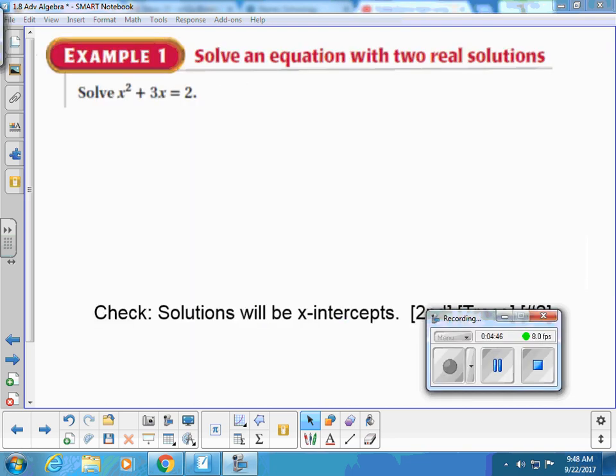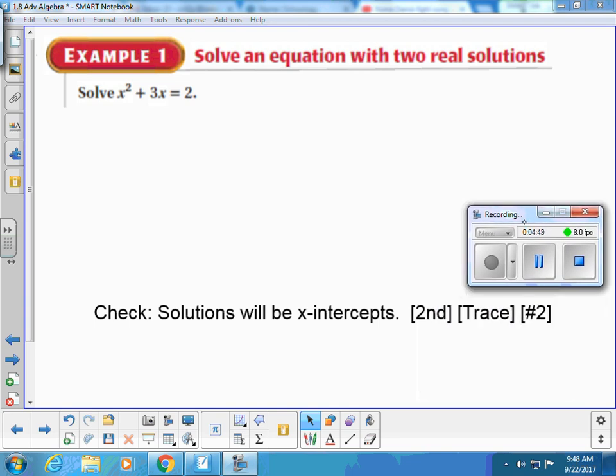Okay, so now we're going to go ahead and try this. First things first, you have to be set equal to 0 before you use your quadratic formula. Am I set equal to 0 right now?